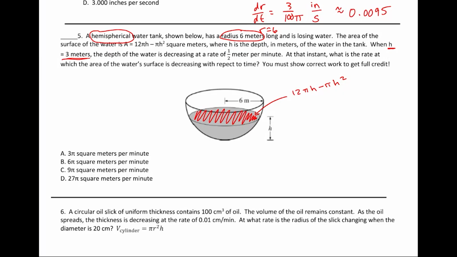But the depth of the water is decreasing. So the depth of the water, that's going to be basically the height, is decreasing at a half meter per minute. So the dh/dt, the change in the height or the depth of the water, is decreasing at a rate of 1/2 meter per minute. So it's going to be negative 1/2.